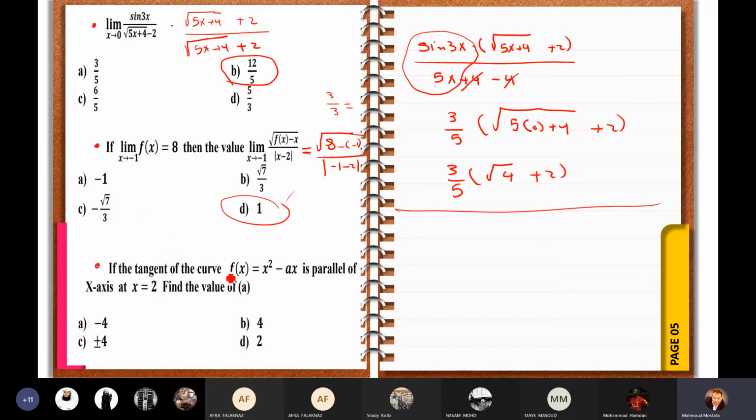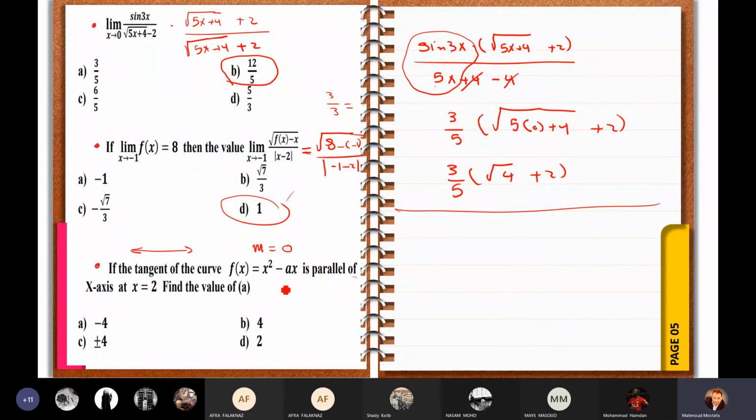If the tangent of the curve f of x equals x squared minus ax is parallel to the x-axis, what does it mean? Parallel to the x-axis means m is 0, because it will be horizontal, so the slope of the tangent will be 0.